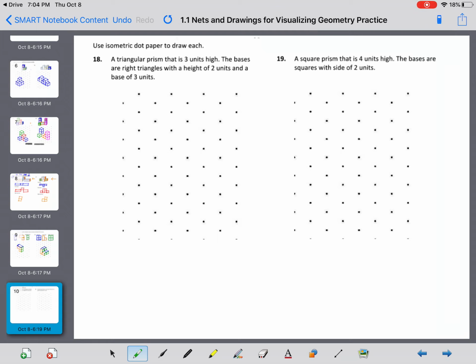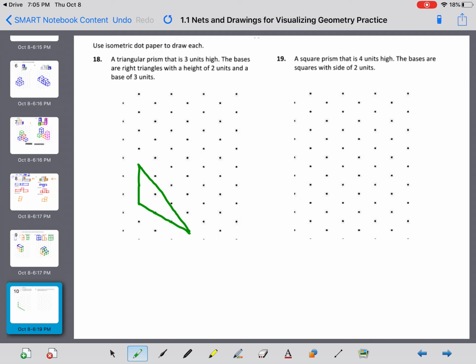Okay. Now this last one, 18 and 19, what they're doing is they're giving us descriptions of these 3D figures that we're supposed to be creating on this dot paper. All right. The first one says we have a triangular prism that is 3 units high. Its bases are right triangles with a height of 2 and a base of 3. So the sides of this figure are right triangles. So let's start there. A height of 2 and a base of 3. 1, 2, and a base of 3. 1, 2, 3.